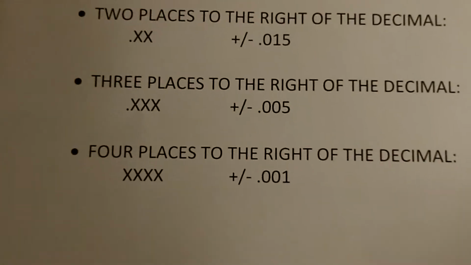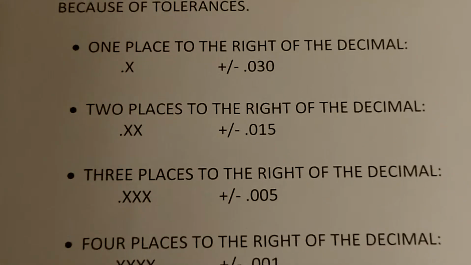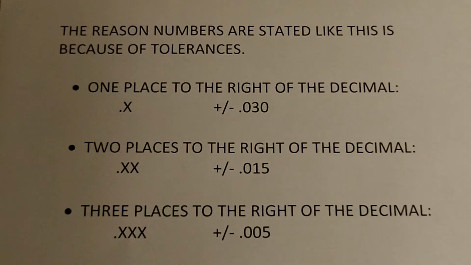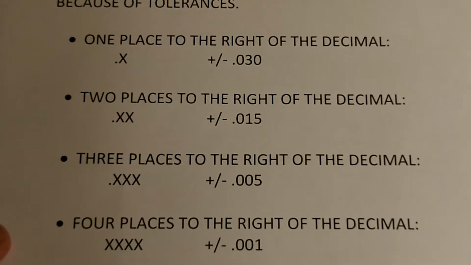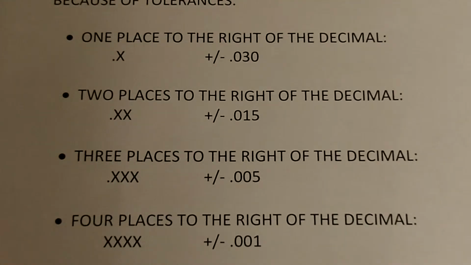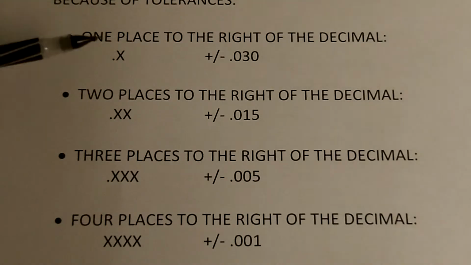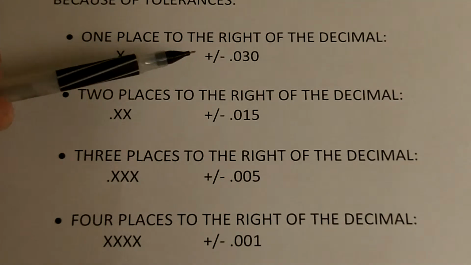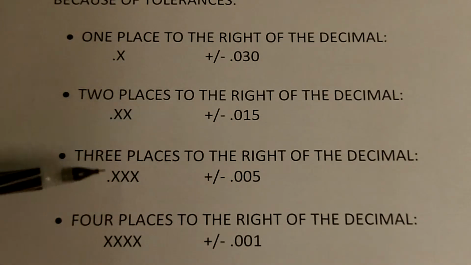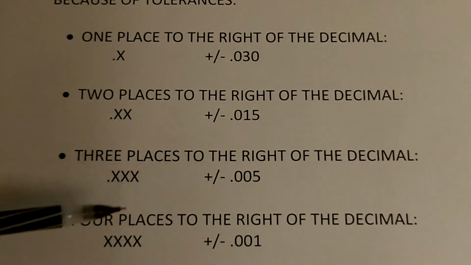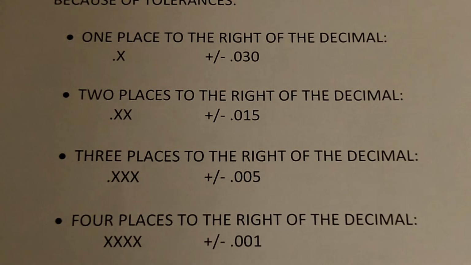Now, the reason numbers are stated like this is because of the way our tolerances work. On the bulk of your blueprints, in one corner or the other, there will be a listing of tolerances, and they will be listed similar to what I have here. If you have one place to the right of the decimal, you will have plus or minus 30 thousandths. 2 places will be plus or minus 15. 3 places will be plus or minus 5. And 4 places will be plus or minus 1.